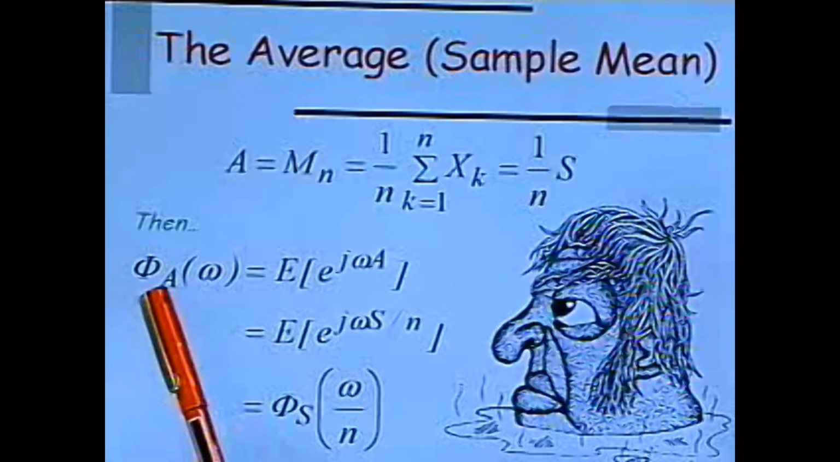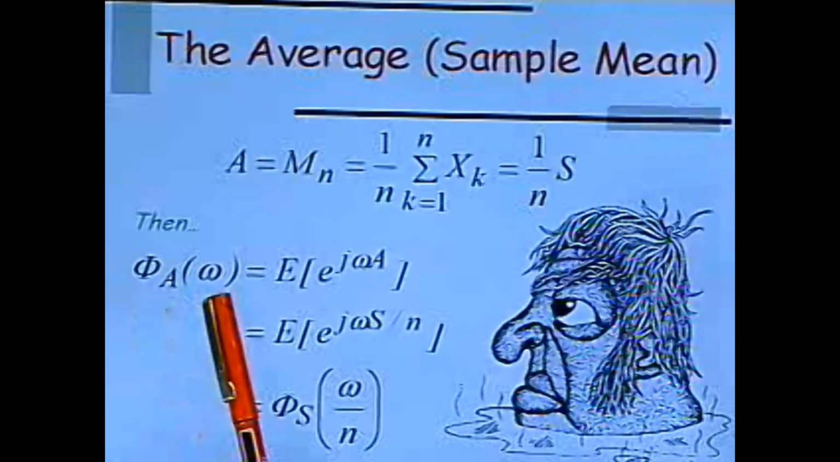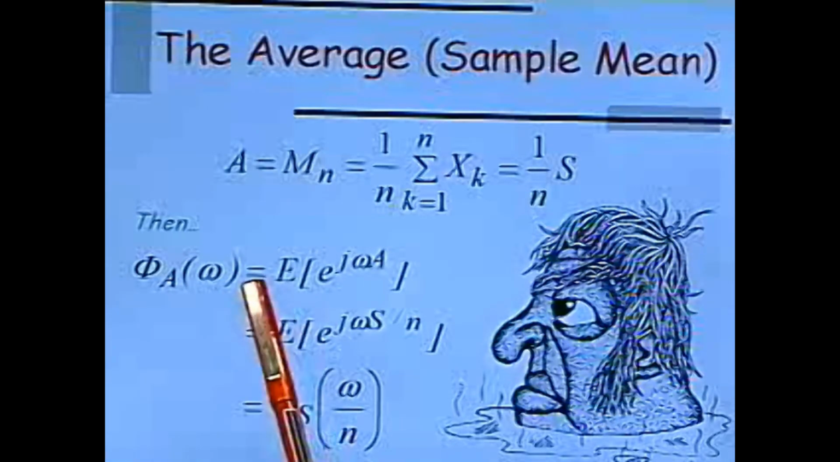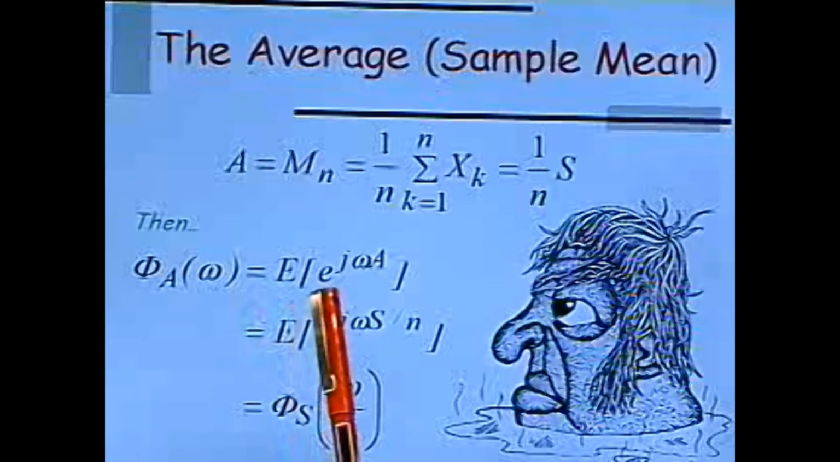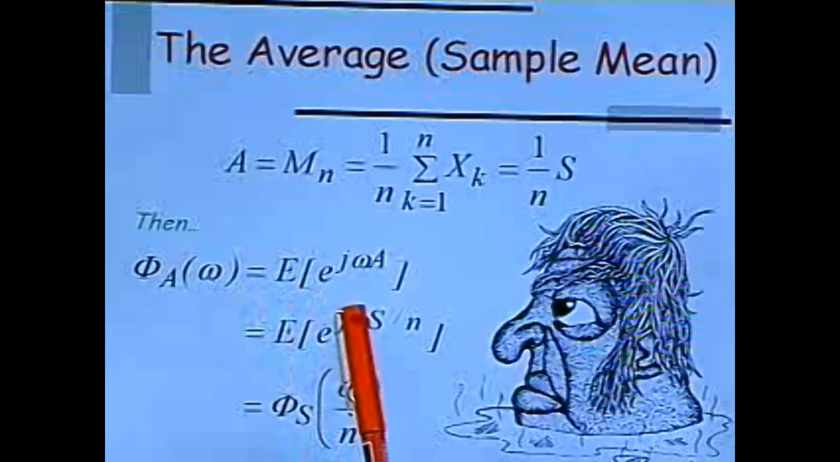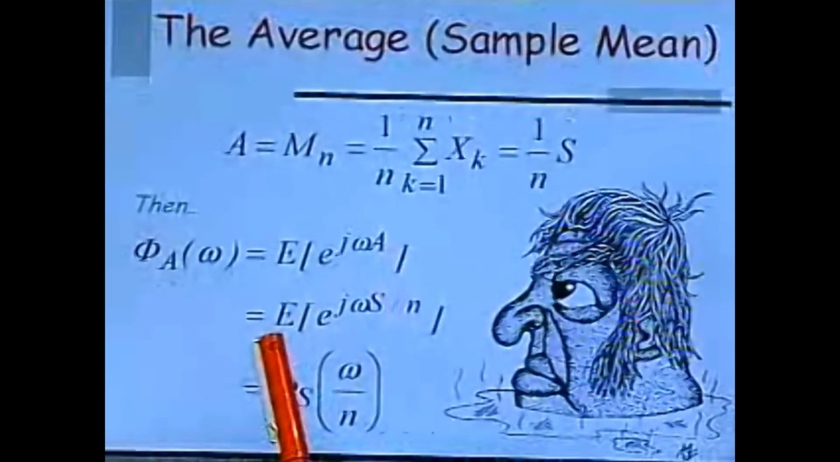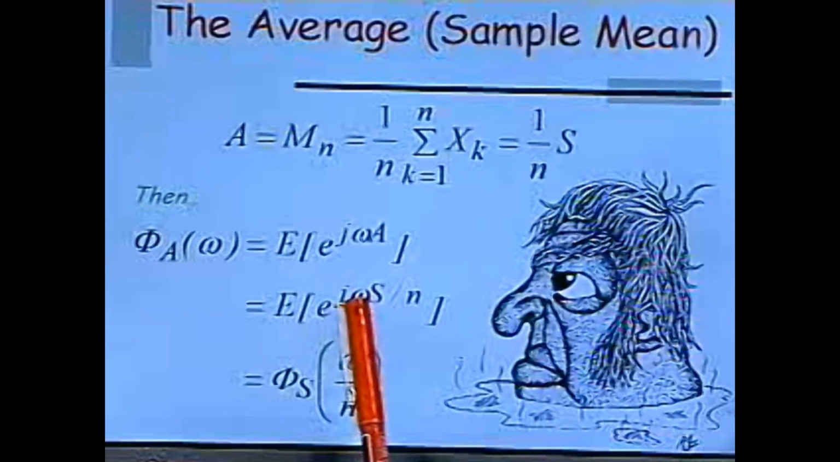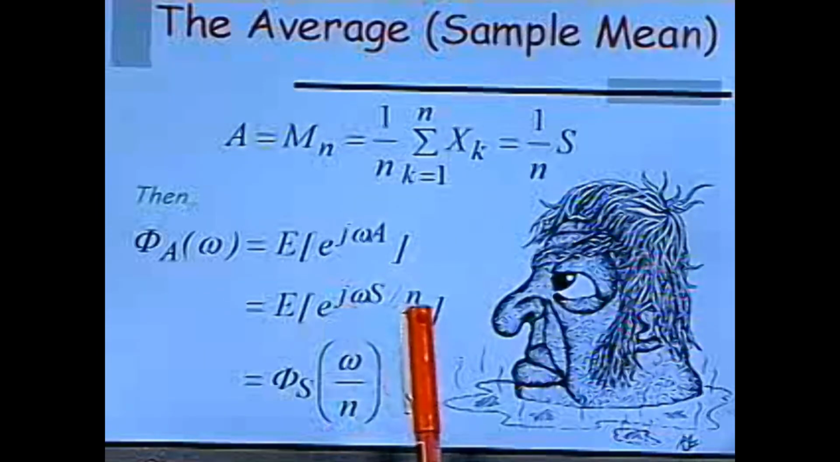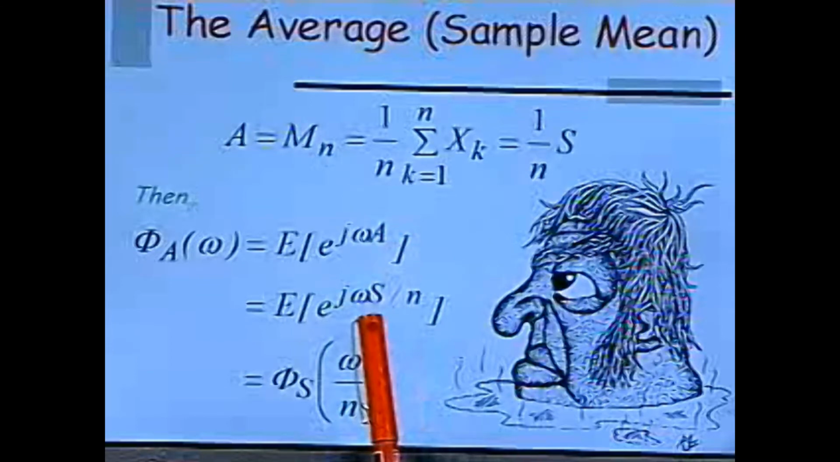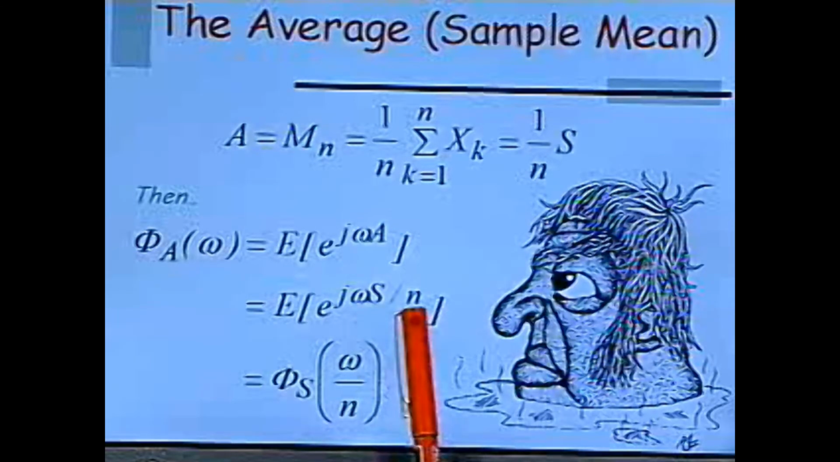Let's look at the characteristic function of the average. The characteristic function of the average is equal to the expected value of e to the j omega a, right? That's the definition of the expected value. However, this is equal to the expected value of e to the j omega s over n. How did I get that? Because the average is nothing more than s over n, right?